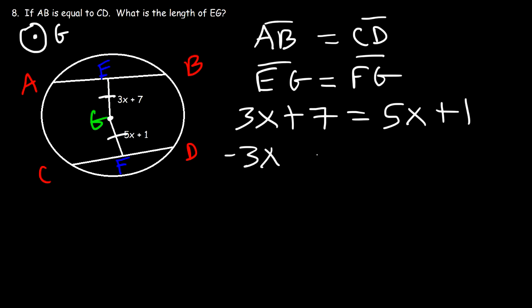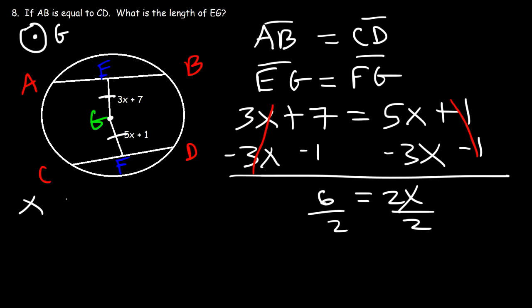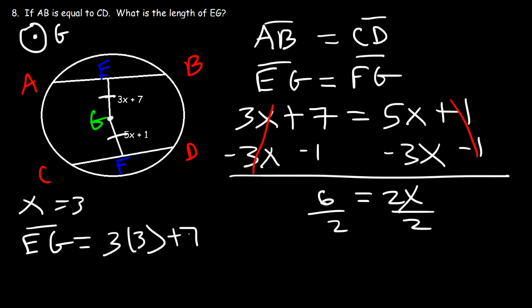So let's subtract both sides by 3x and by 1. 7 minus 1 is 6. 5x minus 3x is 2x. So we can see that x is 3. Now, EG, which is 3x plus 7, that's going to be 3 times 3 plus 7. Now, 3 times 3 is 9. 9 plus 7 is 16. So 16 is the length of EG.